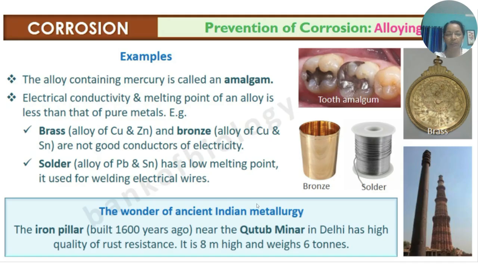Then there is a wonder of ancient Indian metallurgy. The iron pillar, built 1600 years ago near the Qutub Minar in Delhi, has high quality of rust resistance. It is 8 meters high and weighs 6 tons. Even now, it remains uncorroded. Corrosion is not affecting it.